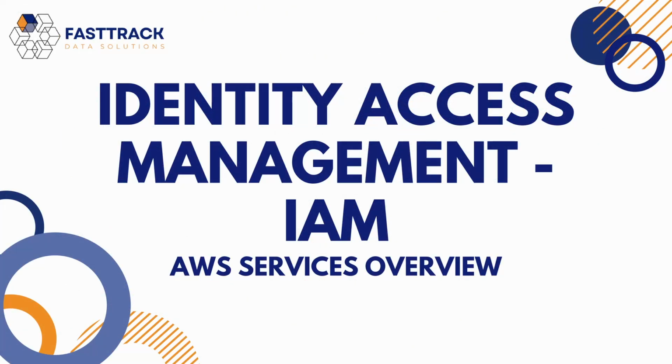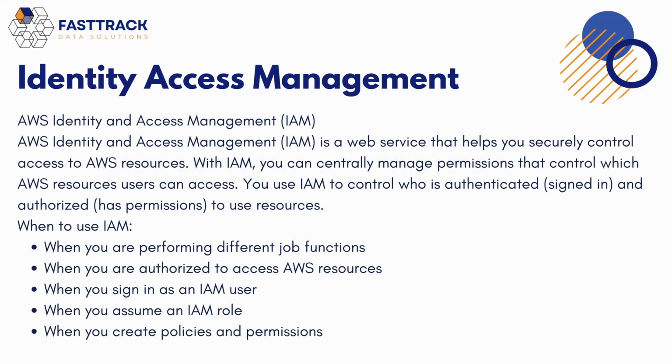Now we go to their services, starting with Identity and Access Management, or simply IAM. IAM is a service that helps you securely control access to AWS resources. With IAM, you can create users, groups, and roles, and assign permissions to control who can access what. Also, it supports fine-grained access, ensuring users only have the permissions they need.